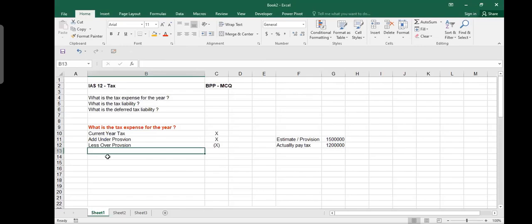And this I treat as one entity, okay? This is like one thing. Either it will be under or over; both will not happen. If it is under provision, you should add it. If it is over provision, you should subtract it.